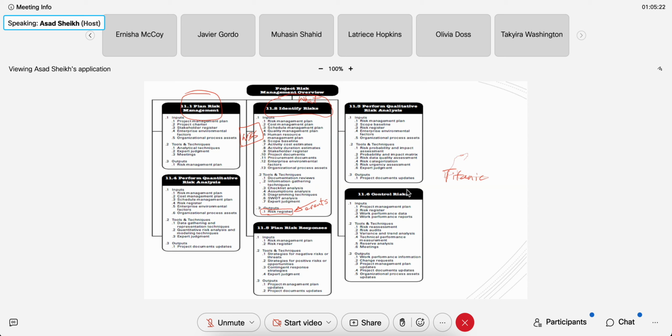What tools do we use to identify them? Checklist, assumption analysis. We draw up the WBS. We do some SWOT analysis. Now, SWOT analysis is a very good tool for folks who don't know what a SWOT analysis is. And it's something you can use for anything. So SWOT, S for S. Who knows about SWOT analysis? Maybe they can help me.